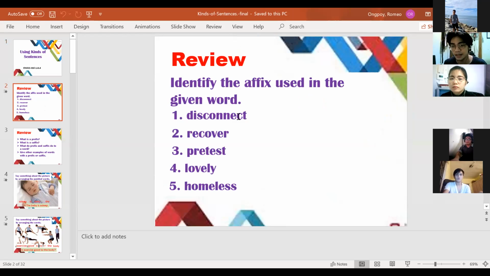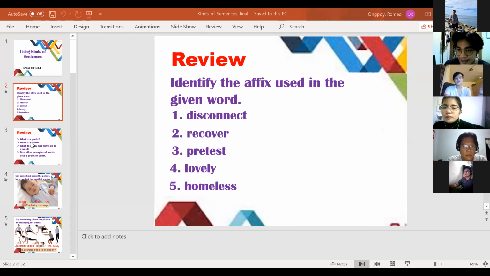Students, I'm going to give you five words here, and I want you to identify the affixes used in the given words. For number one, can anybody answer which is the affix used for the word disconnect? From the root word connect, which is the affix used in the word disconnect? DIS, sir.